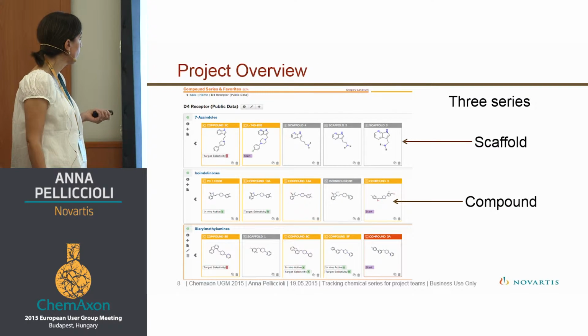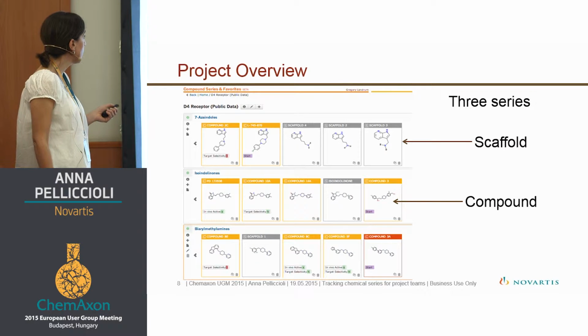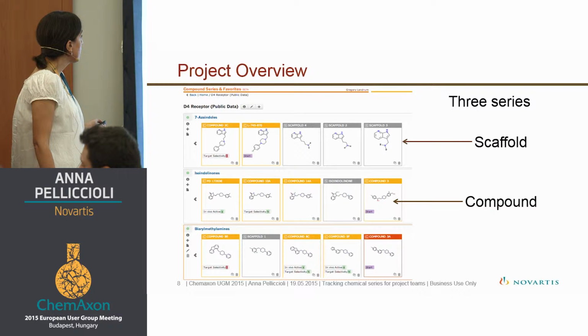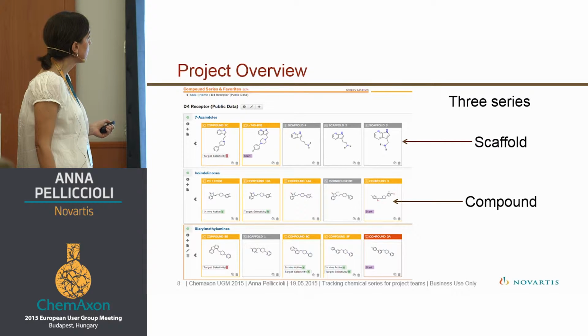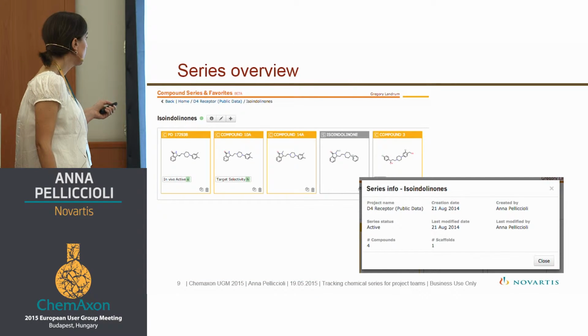So this particular project, we've got 3 series. These horizontal boxes are series. And these are described in terms of 2 different kinds of structures. There's the scaffolds. These are the gray ones, the ones with the S, that can have Markush features. They don't need to, but they can. And these other ones are compounds. These are usually compounds that the scientists actually made and tested. So there's 3 series. And for each of them, we actually have a detailed page with some additional information.